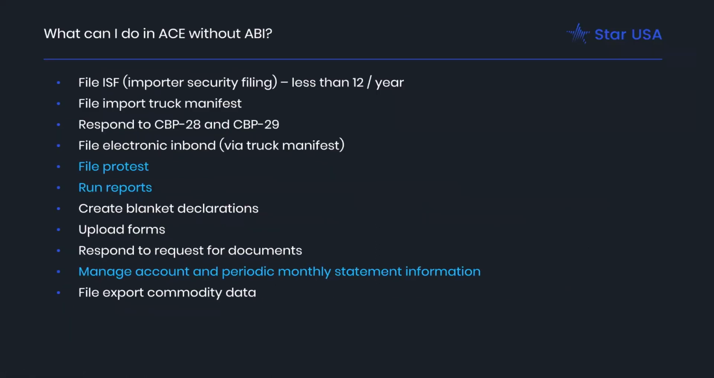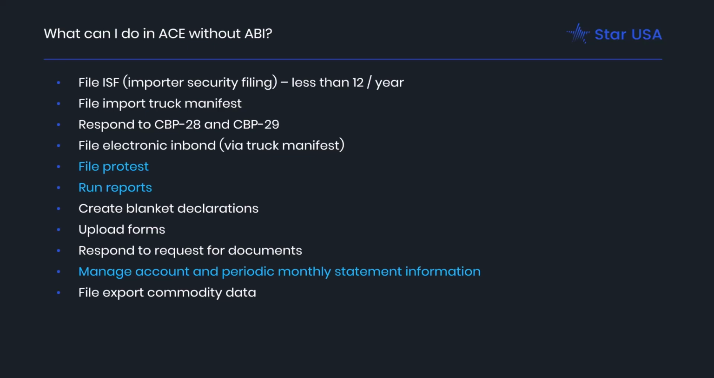So without having automated broker interface, you can file ISF, file an import truck manifest, respond to CBP 28s and 29s, file in bond, create blanket declarations, upload forms, respond to requests for documents, and file export or commodity data. If there are items in blue, they cannot be completed via ABI. So protest reports and account and periodic monthly statement information are all only able to be done in ACE.